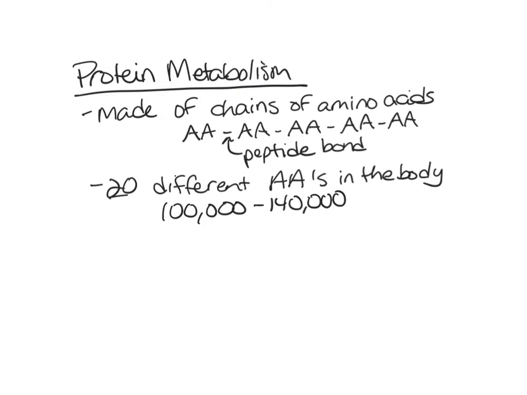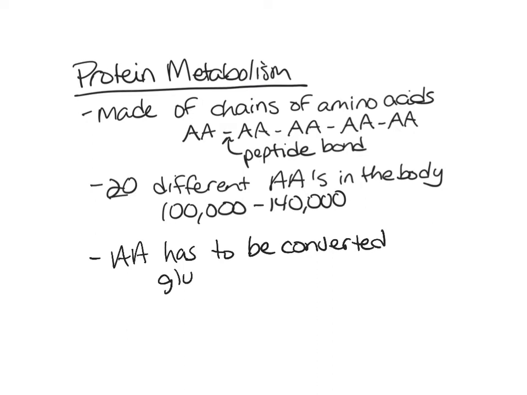To get ATP from an amino acid, the amino acid has to be converted to a different substance. An amino acid would be converted to glucose, or a fatty acid, or a ketone body. And then these things can enter into the citric acid cycle.